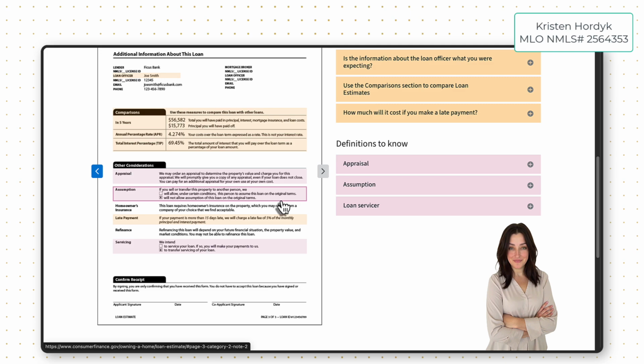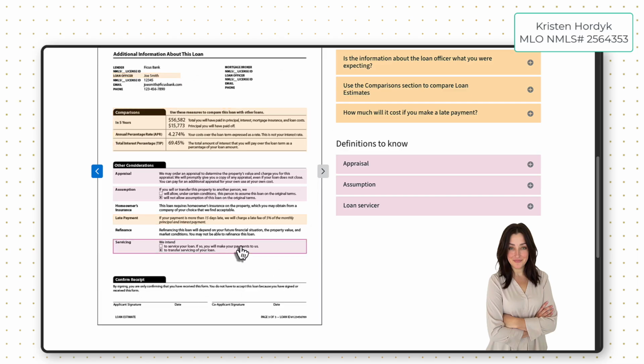But this is really what you should expect to see on the closing disclosure, which is the finalized version, I would say, of this form. But please don't hesitate to ask, because it's very important that you know this is one of the biggest purchases of your life, and it's important to ask questions.